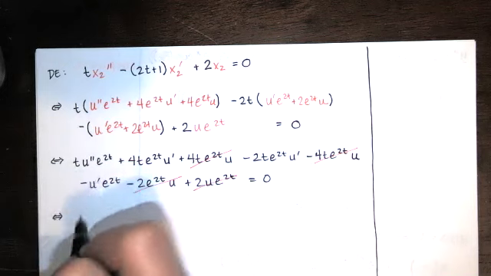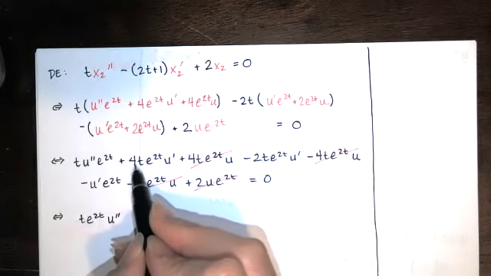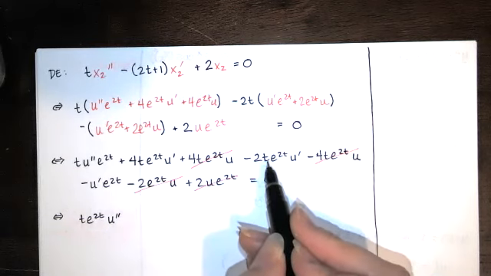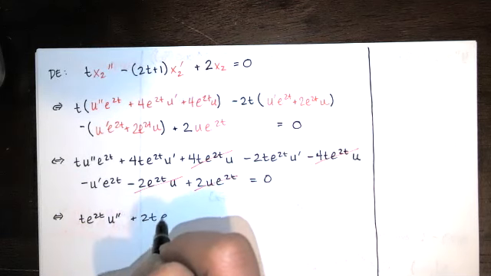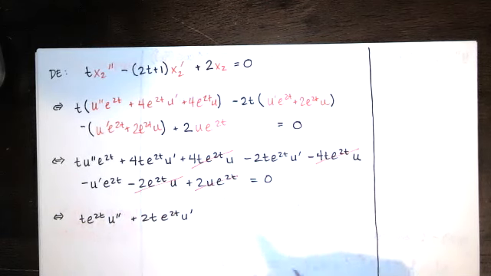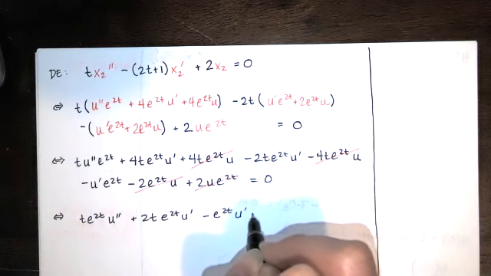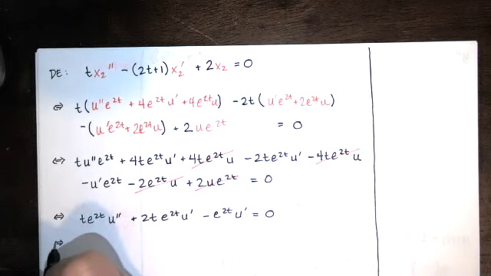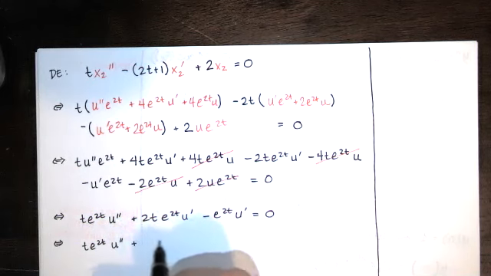I've got this t times e to the 2t times u double prime. And then I've got 4t times the exponential times u prime minus 2t times the exponential times u prime. So that's going to be 2t times the exponential times u prime minus the exponential times u prime equals 0. So maybe we should factor out that u prime there.